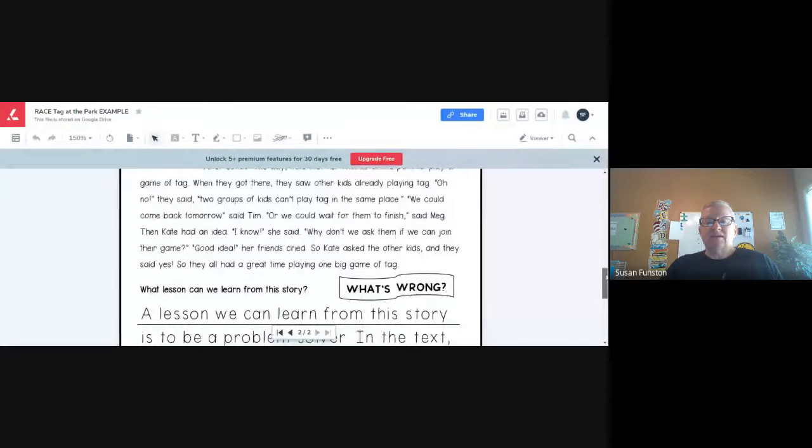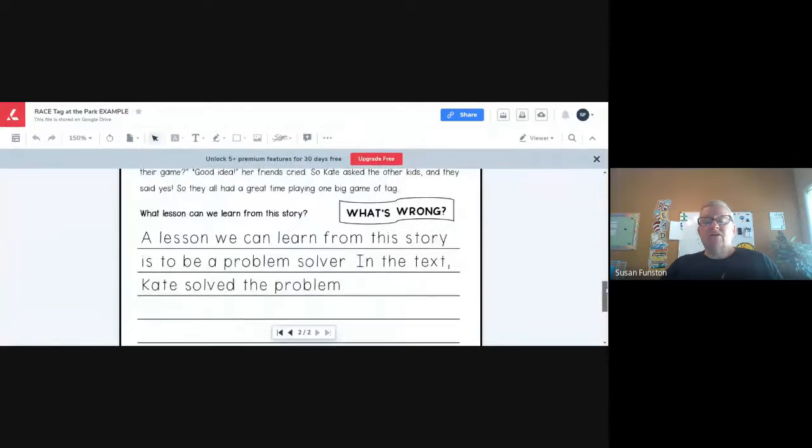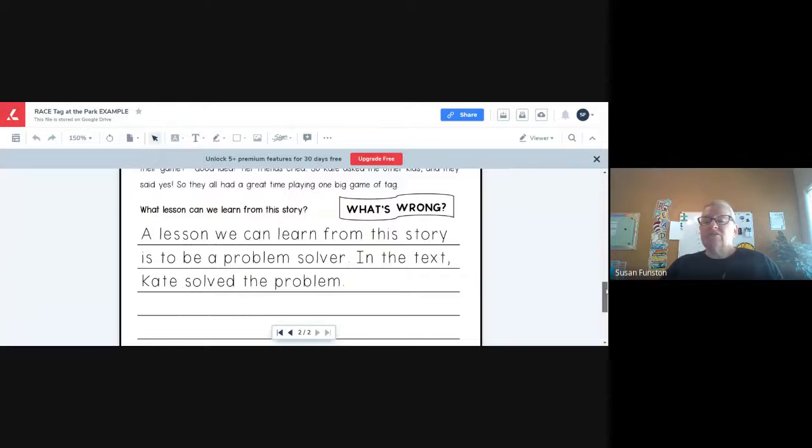Okay, this one is not quite so good. So let's see if you can figure out what's wrong with this one. What should they have done differently? A lesson we can learn from this story is to be a problem solver. In the text, Kate solved the problem. All right. Did we restate the question? Yes. Did we answer it? Yes. We still said our lesson was to be a problem solver. But our problem is with our citing evidence.